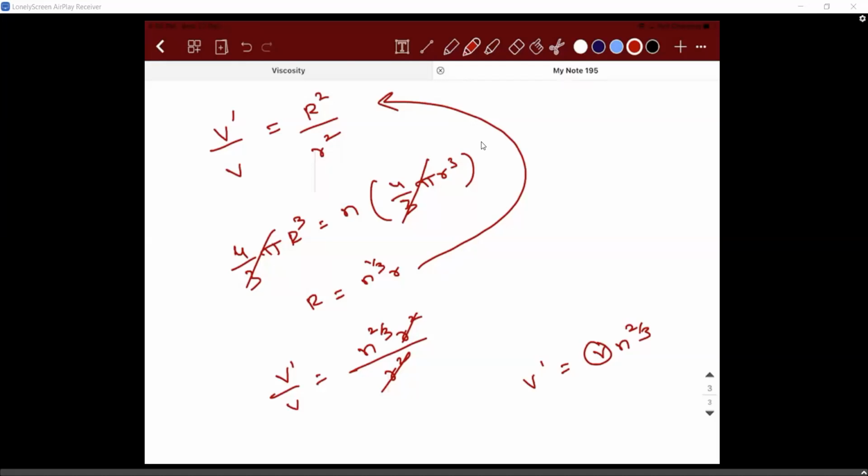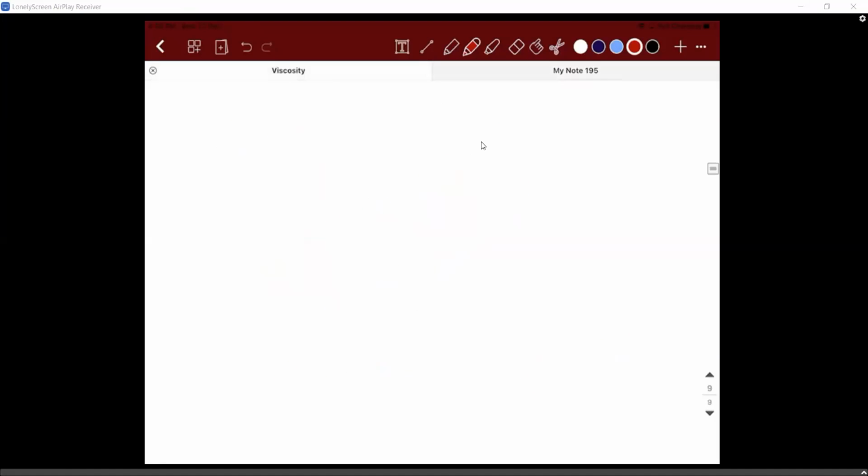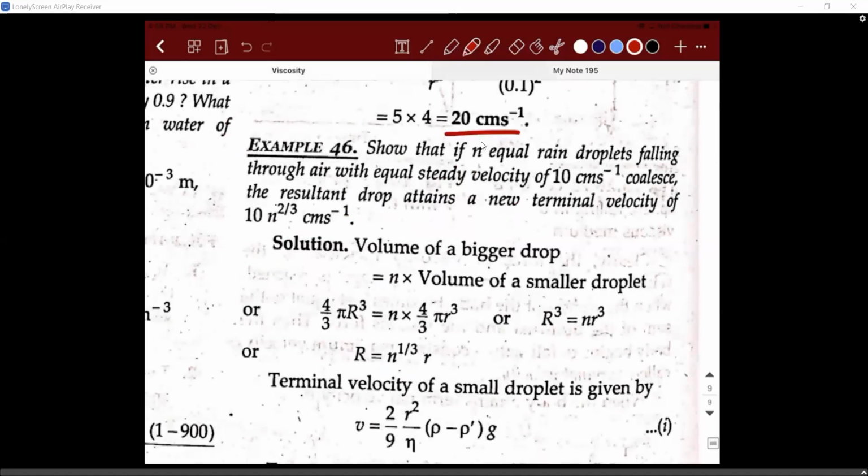So V dash will be equal to terminal velocity of the small drop into n power 2 by 3. But what is the terminal velocity of the small drop given? So put the 10 there. This is what they are asking. 10 into n power 2 by 3 centimeter per second. Right? I hope this is easy. So with this, we are done with the viscosity part also.